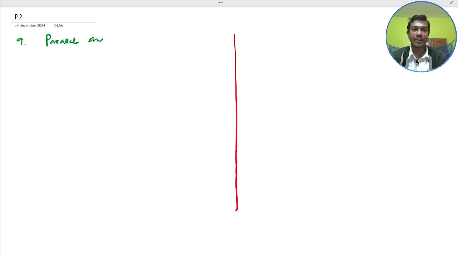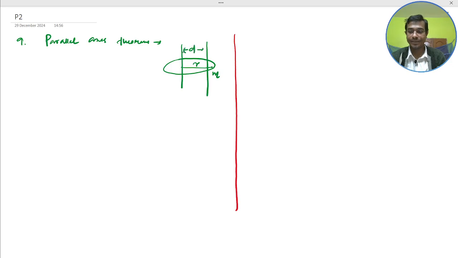The parallel axis theorem: suppose this is a rigid body, and this is the point mass M, with R the distance, and the distance from the center of mass is D. So the parallel axis theorem states that I equals I center of mass plus m d square. Now the perpendicular axis theorem.